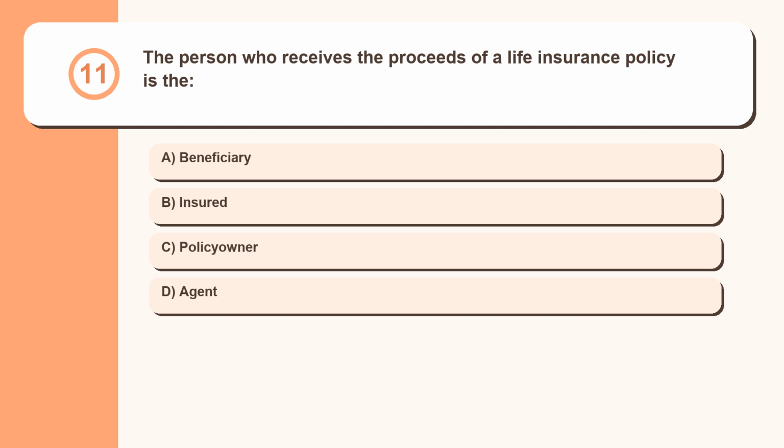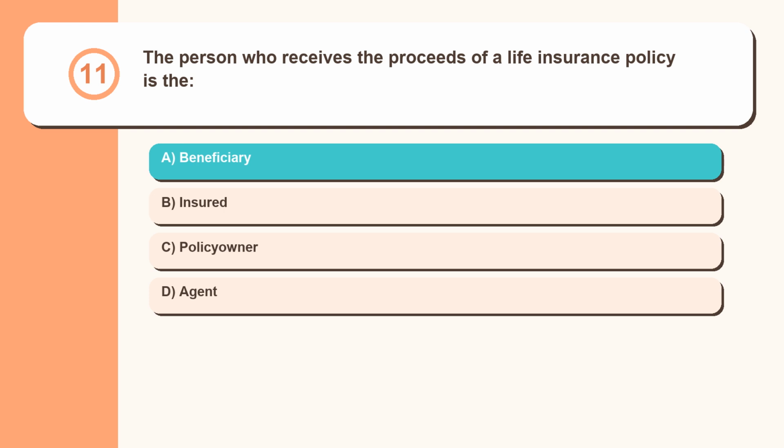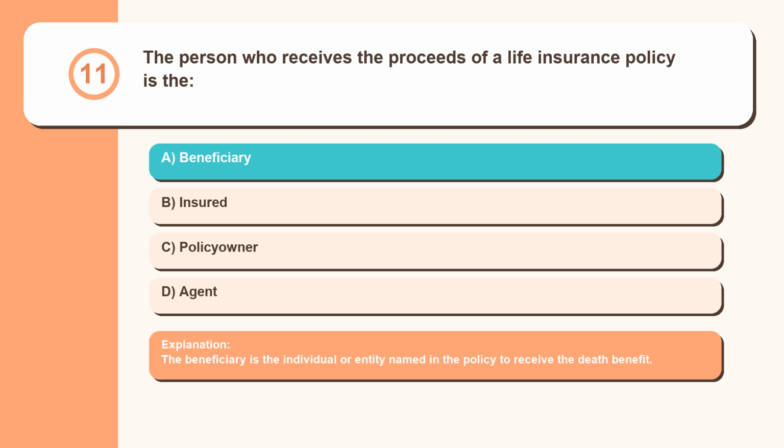Question 11. The person who receives the proceeds of a life insurance policy is the: beneficiary, insured, policy owner, agent. The beneficiary is the individual or entity named in the policy to receive the death benefit.